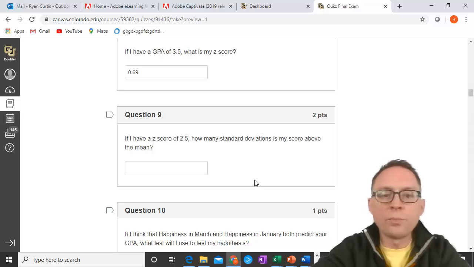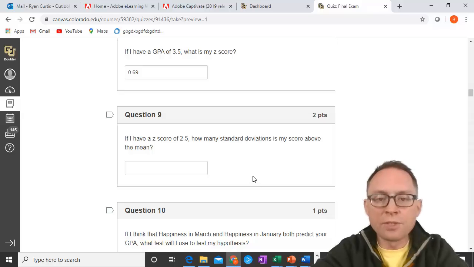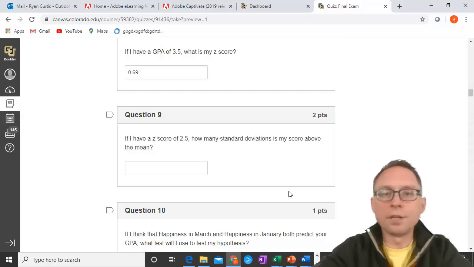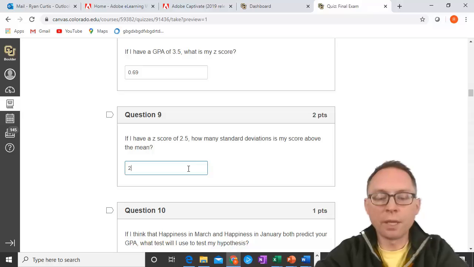If I have a z-score of 2.5, how many standard deviations is my score above the mean? A z-score is the number of standard deviations above the mean. 2.5. You are 2.5 standard deviations above the mean if you have that z-score.